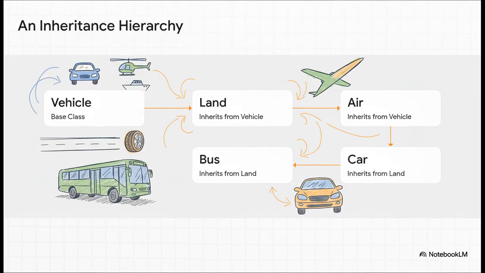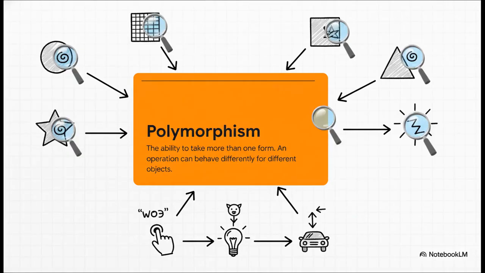So check out this classic example of an inheritance hierarchy. You start at the top with a very general class like vehicle. Then you can create more specific classes that inherit from it, like land vehicle and air vehicle. Then you can get even more specific. From land vehicle, you can create a car class and a bus class. Each new level down inherits everything from the level above it. This creates this beautifully clear and organized structure. And here's the magic. You write the basic vehicle code once, and everything underneath it just gets to use it for free. That's efficiency.